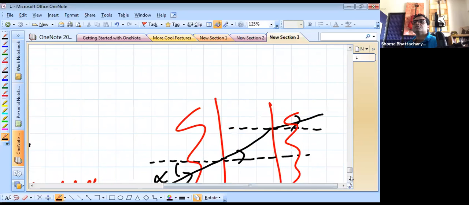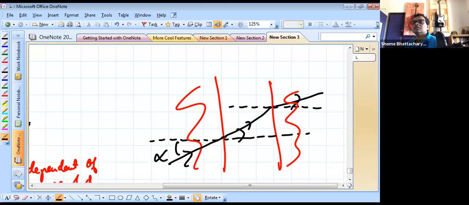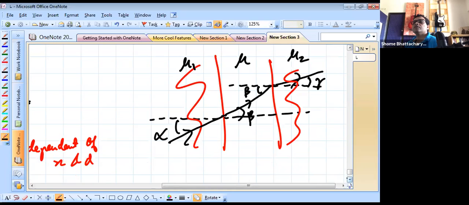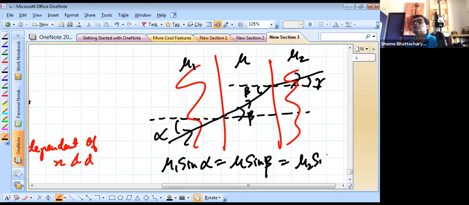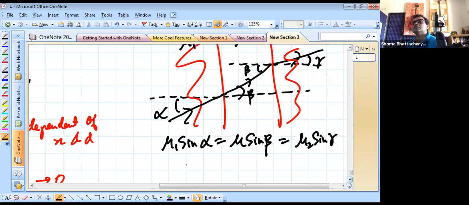So partly why this happens is because of this. If this angle is alpha, this angle here is beta, then this angle here is also beta because these are all parallel lines, and this angle is gamma. Now we can see that if this is refractive index mu1, this is refractive index mu, and this is refractive index mu2, then you have mu1 sine alpha is equal to mu sine beta, and on the other side mu sine beta is equal to mu2 sine gamma. So if I remove the index in between, you still have mu1 sine alpha equal to mu2 sine gamma.